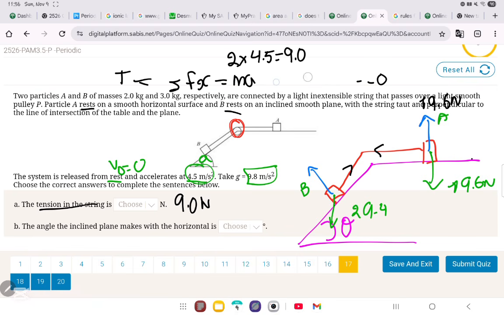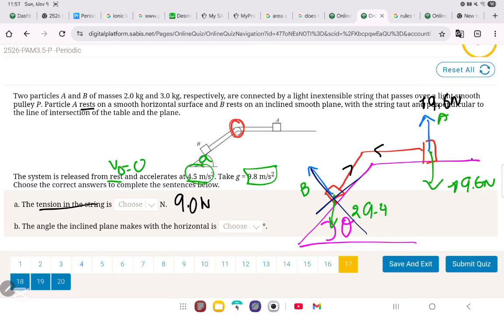Perfect. This is to find the tension. Now the next step is to find what? Is to find the angle the inclined plane makes with the horizontal. So what we need to do over here is we need to resolve. So let's draw the x and y axis like this. I think it's preferable to draw it like this, so then we will not have to resolve the tension and the normal. The only thing we'll have to resolve is the weight.